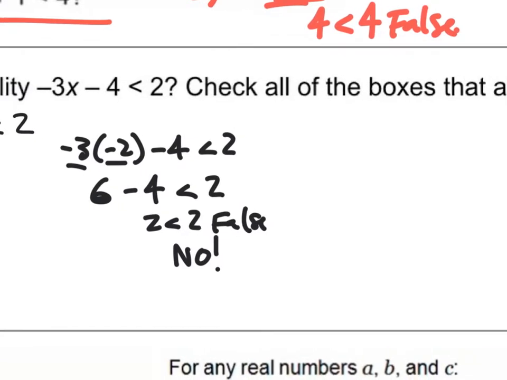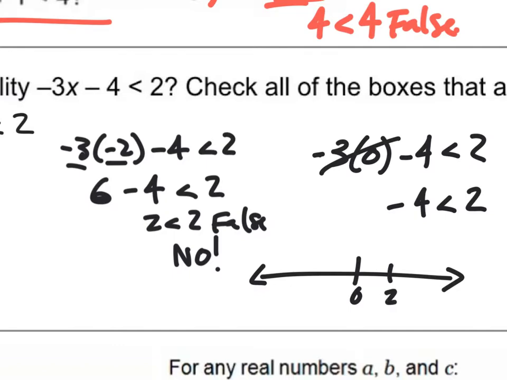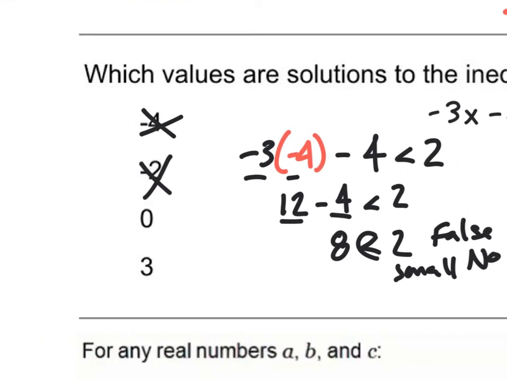What if I plug in 0? Negative 3 times 0, is that going to work? Yeah, that'll work. So if I plug in 0 minus 4, is that less than 2? That's just going to give me negative 4. Is negative 4 smaller than 2? Yeah, that's further to the left on that number line. Here's 0, here's 2, here's negative 4. Remember, these are small. These are big. So that does work. Good number.